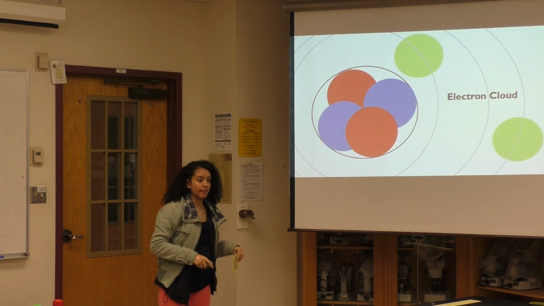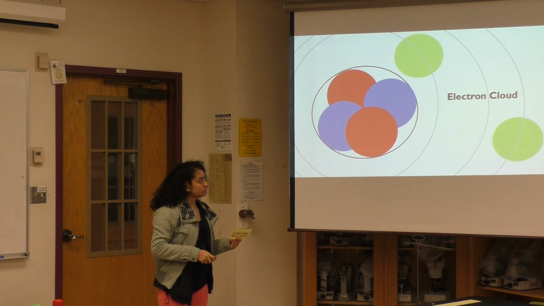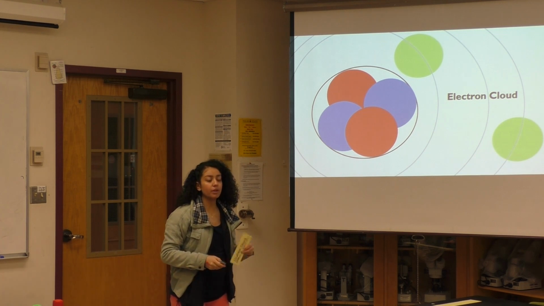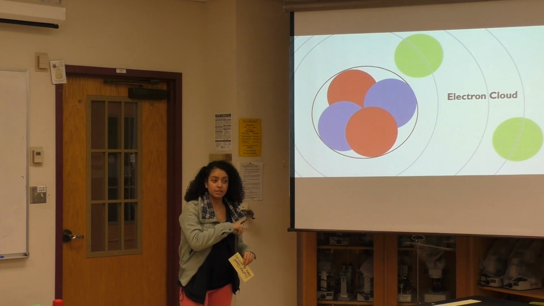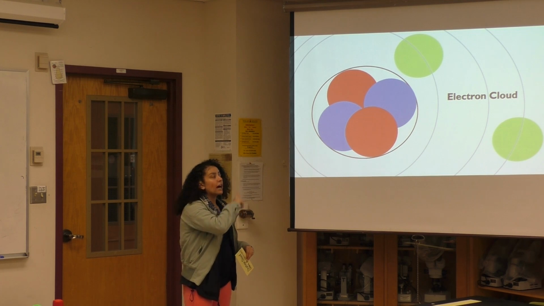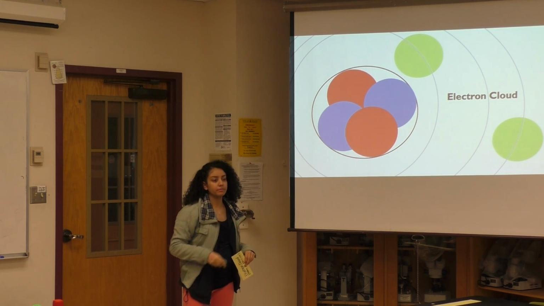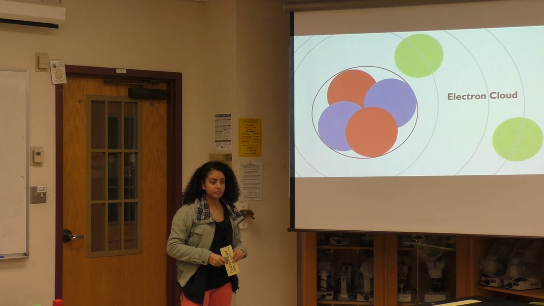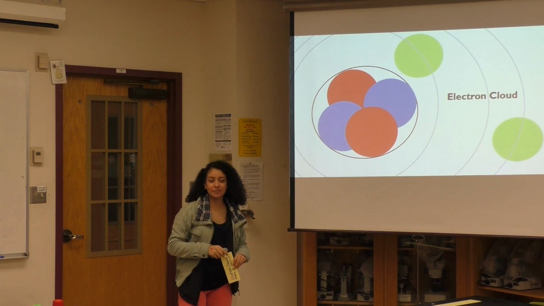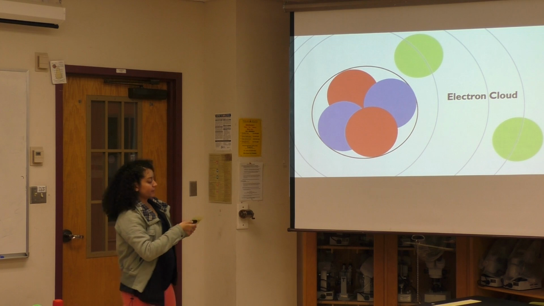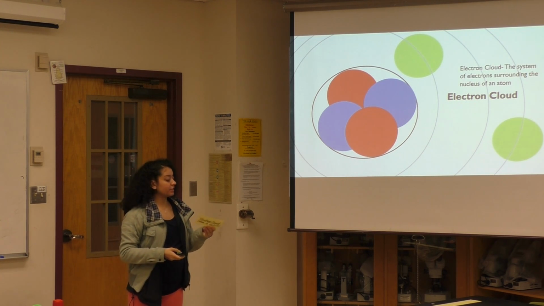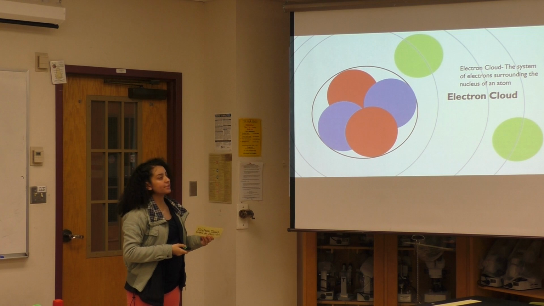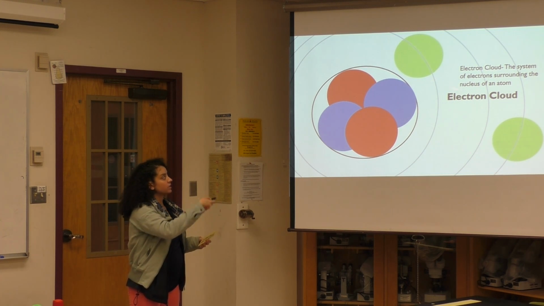Yes, ma'am? Do electrons ever move into the nucleus, or do they always stay? They will always stay outside the nucleus. If you remember our definition of the electrons that we discussed earlier, it's a particle that's outside of the nucleus. Okay. Yes, ma'am? When the electrons are going around, are they going to go around in a circle, or will they ever cross each other? That is a great question. I'm glad you asked that. Keep that in mind for later in the lesson, okay? So just to go over the definition, the electron cloud is a system of electrons surrounding the nucleus of an atom.